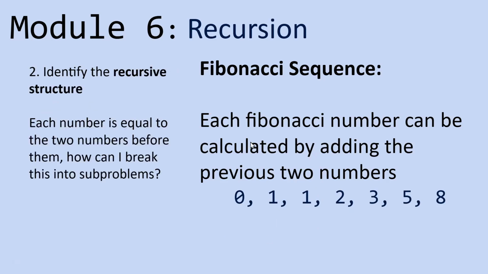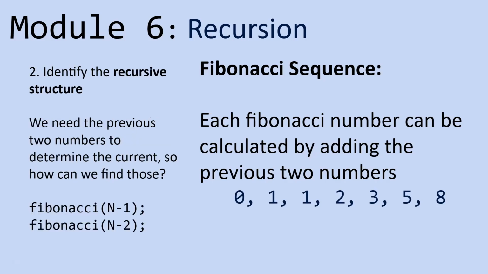All right. So now that we know the base case, we're going to try and identify the recursive structure. Each number is equal to the sum of the two numbers before it. So how could I break this into a subproblem? I'm going to give y'all a second. Think about what would be our recursive structure for this. Moving on in 3, 2, 1.